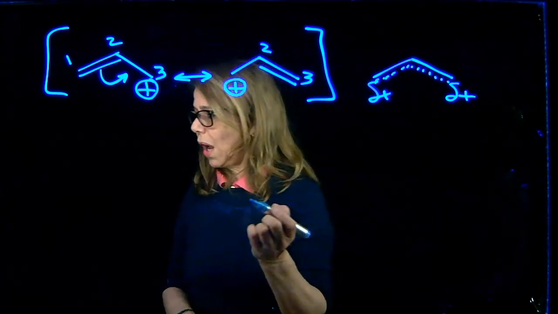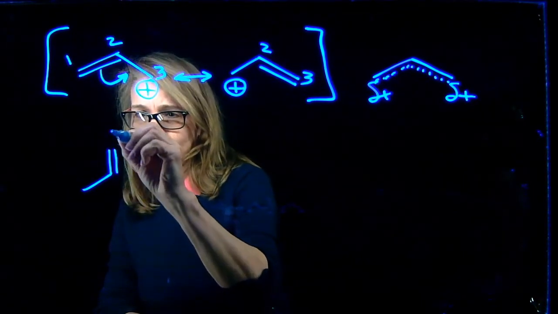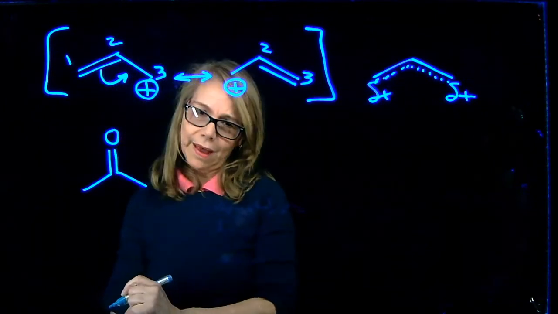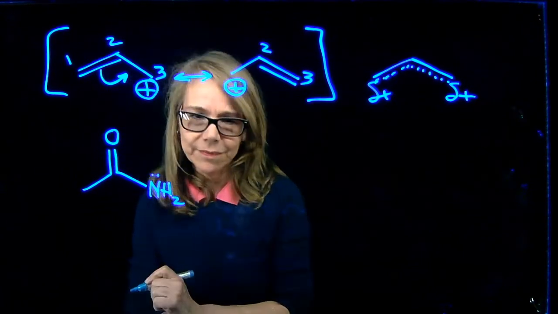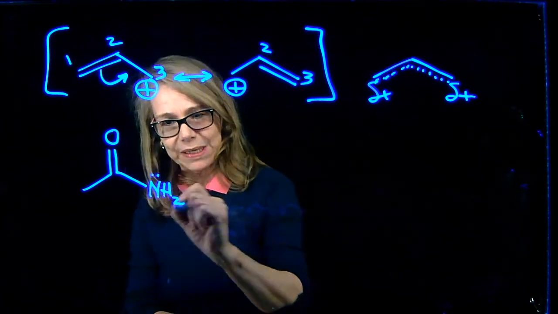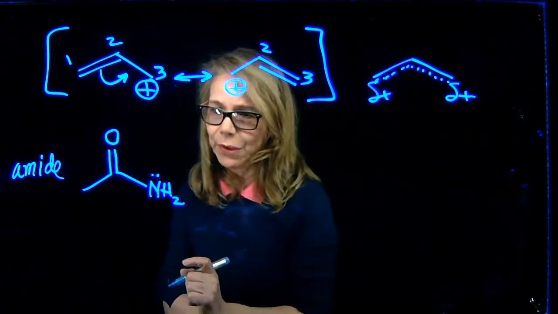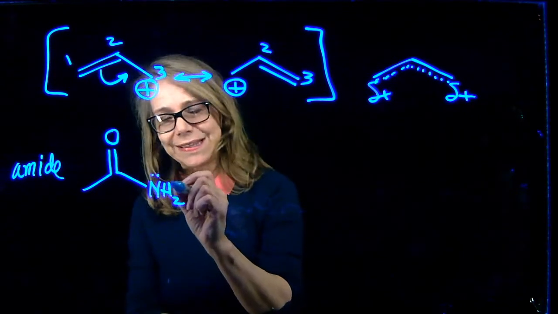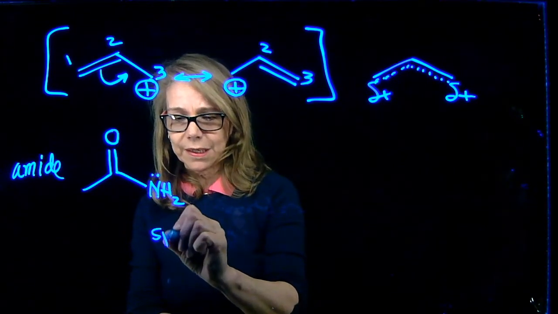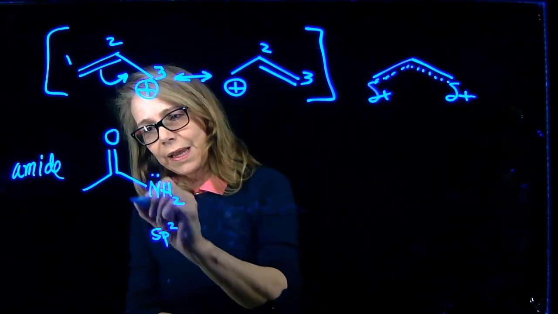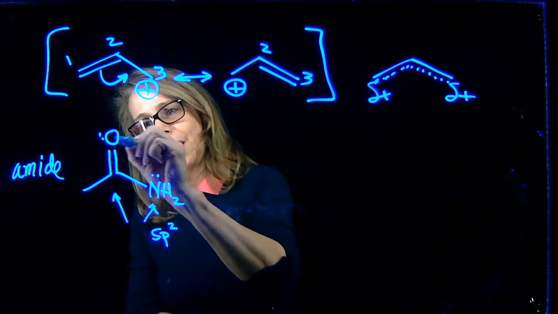Now we can do another system. Say, for example, that I had something like that, and I am going to add an NH2. So this is an amide, acetamide, by the way. And here, we're going to say that the nitrogen atom is also sp2 hybridized, and the same for the carbon and for the oxygen.